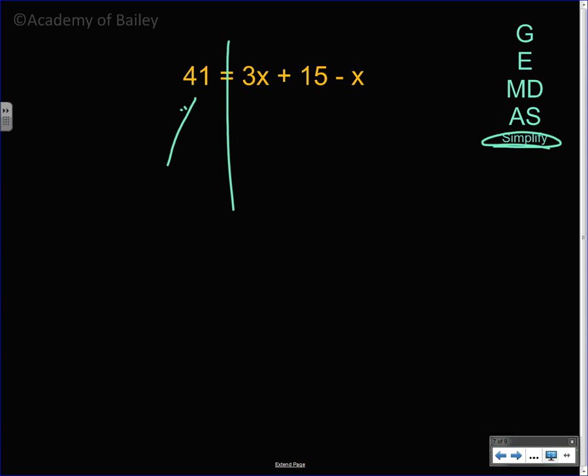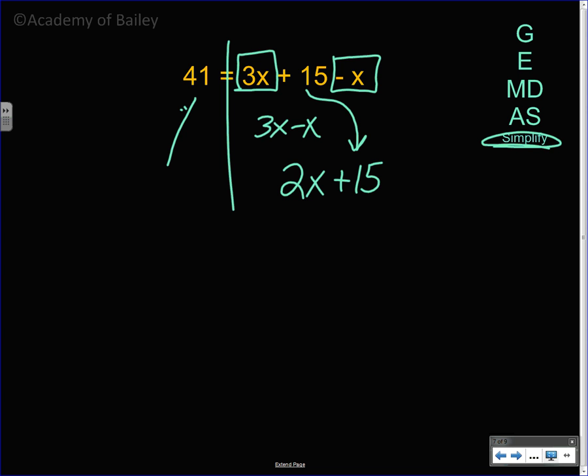You can't do anything on the left side with 41. But on the right side, look at like terms here. We have a positive 3x and a negative x. So if we put those together, 3x minus x is going to be 2x. And then bring down your 15. That's a positive 15, so I'm going to put plus 15. That's equal to 41. So see what you can do there. See if you can go ahead and solve that out. You're trying to get x by itself.